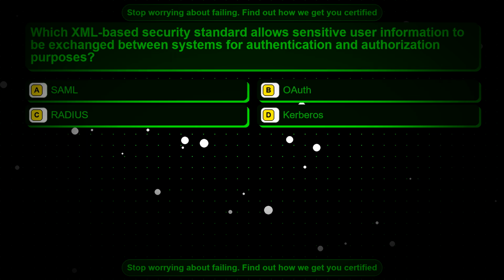Question 15. Which XML-based security standard allows sensitive user information to be exchanged between systems for authentication and authorization purposes? Option A, SAML. Option B, OAuth. Option C, RADIUS. Option D, Kerberos.